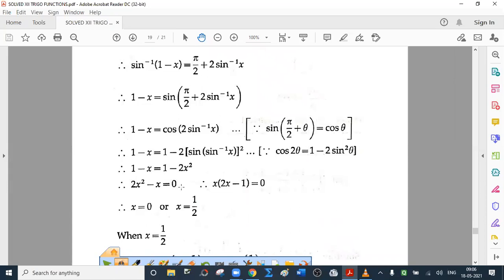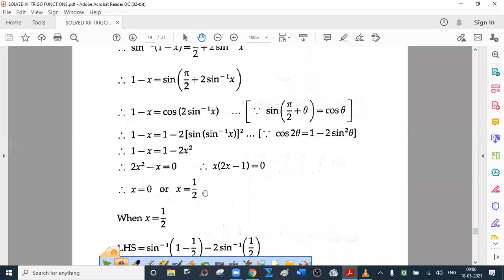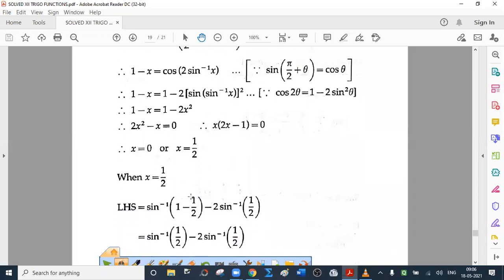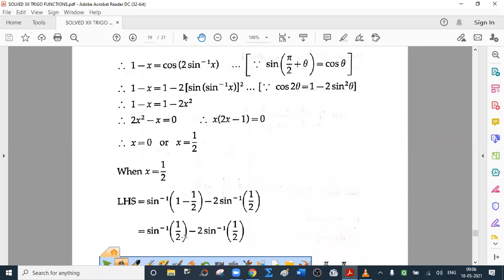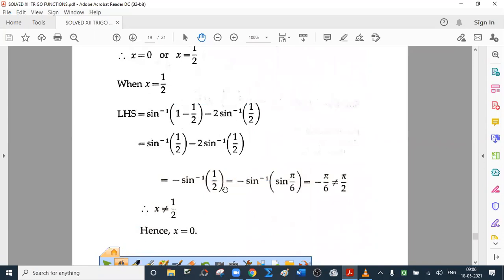Now many students have a tendency to cancel x. Do not cancel x in this step because x can be 0. We can rule out that possibility later on, but initially you have to consider both the values. So x is equal to 0 or x equal to half. Now when x is half, the left hand side becomes sine inverse of half minus 2 sine inverse of half. Is it pi by 2? No, it is minus pi by 6. So we cannot consider x equal to half. So what is the value of x? It is nothing but 0.